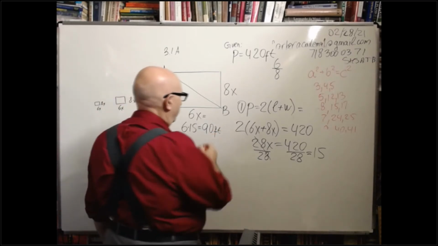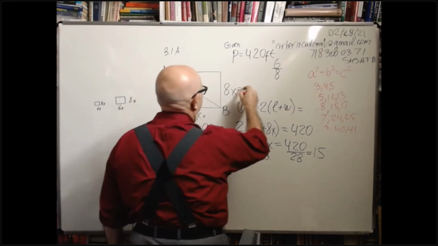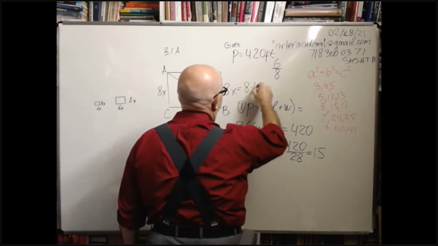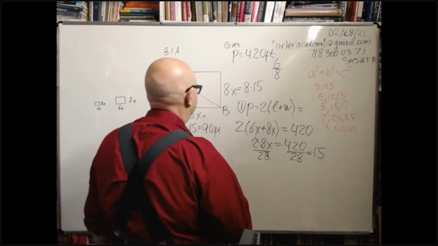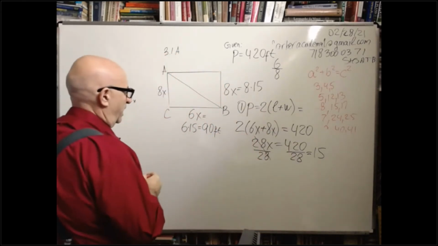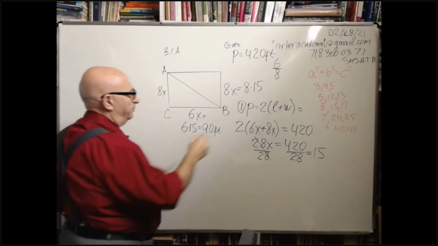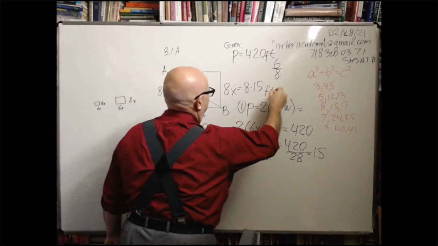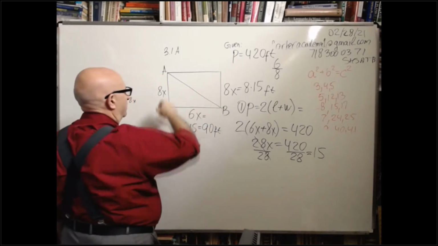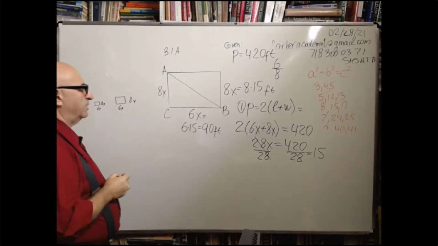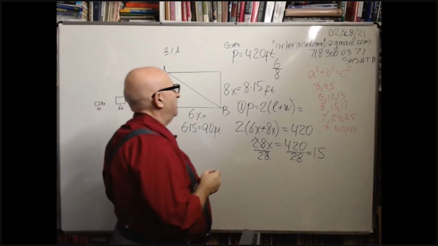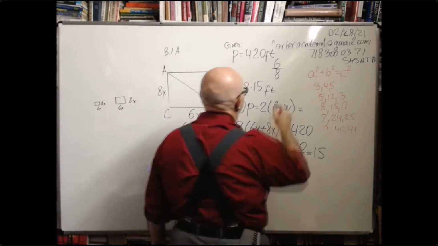I actually don't need this. And this equals 8 times 15. Okay. Now I found the real sizes of my field. So far so good. If you multiply 8 by 15, you have 120 feet.